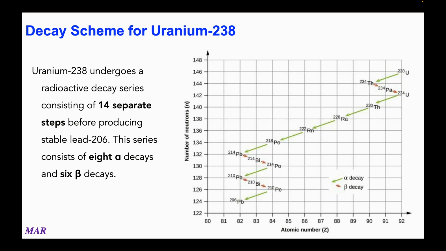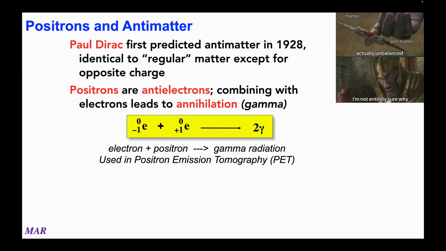All right, no problem. Alpha decay means it's kicking out an alpha particle. Beta decay means it's kicking out a beta particle. Now, this positron thing is really wild, all right? Paul Dirac was actually the first person to predict antimatter back in the 1920s, and he thought it might be identical to regular matter except for its opposite charge. And positrons are the first example of antimatter that, as far as I know, were ever experienced.